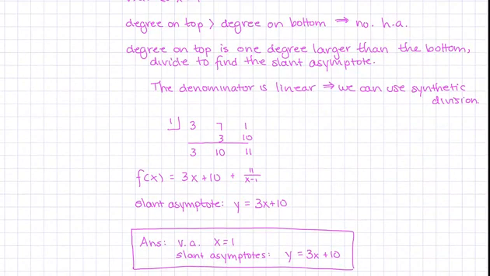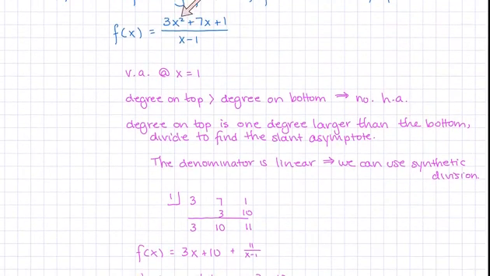If the degree of the top is 1 more than the degree of the bottom, divide, and the quotient is your slant asymptote. That's the basic of it.